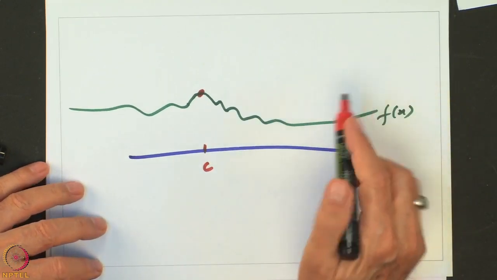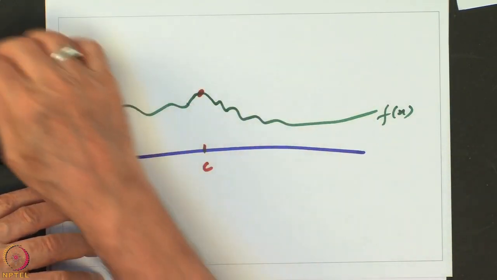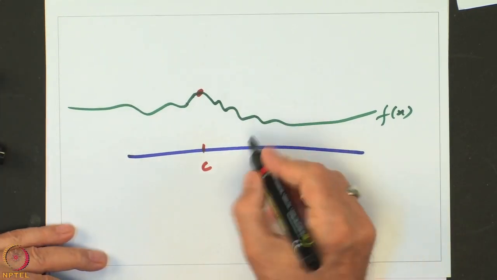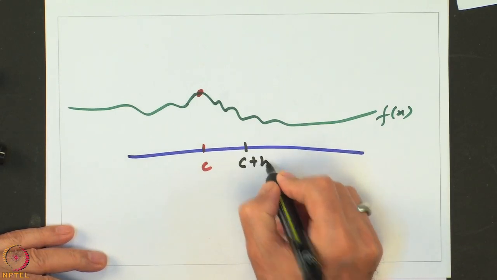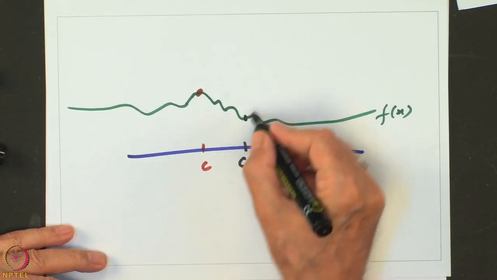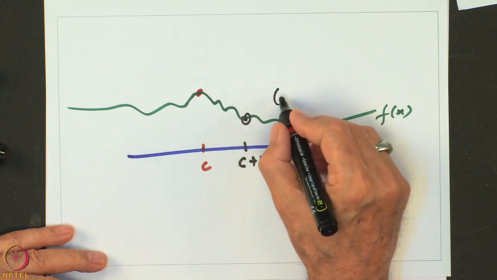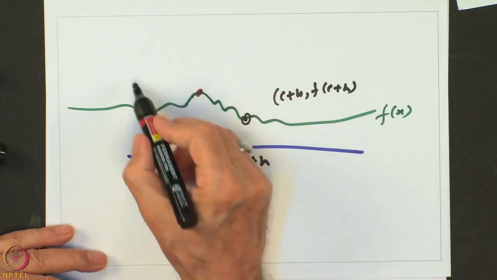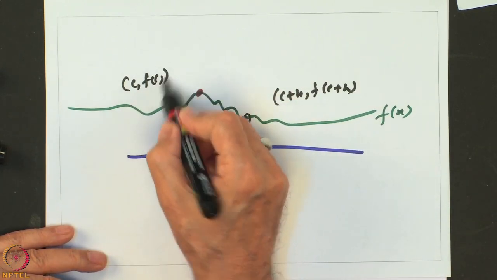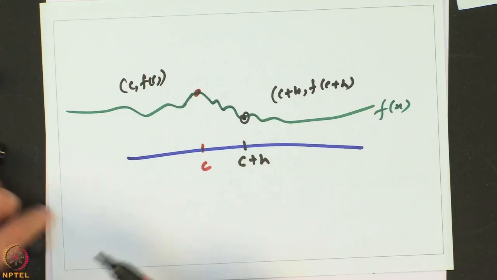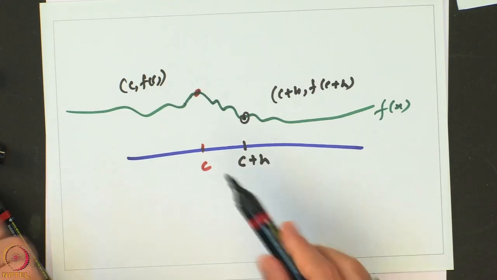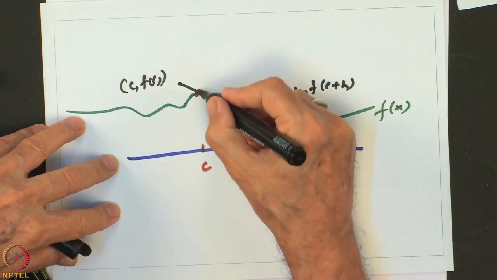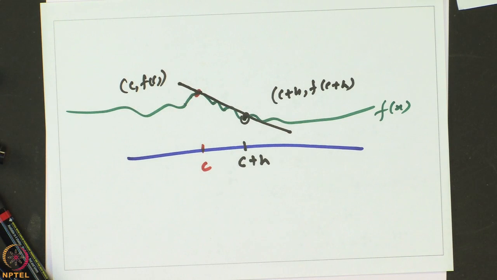So, what we do is we try to approximate this. How do I approximate this? We take a point nearby. Let us take a point c plus h here, for example. That gives me a point here. This point is c plus h comma f of c plus h, and this is the point c comma f of c. Given this, let us look at the line which passes through these two points.